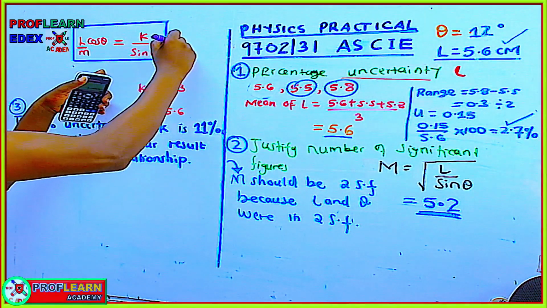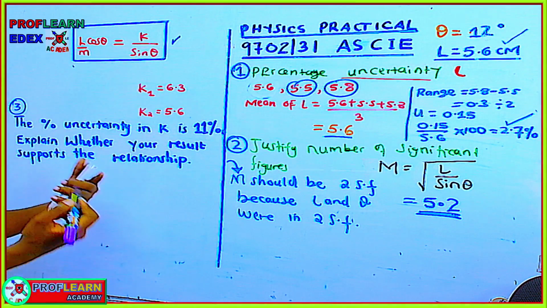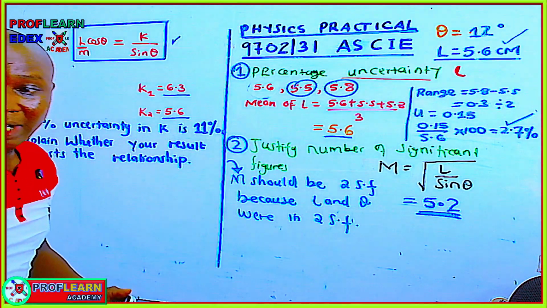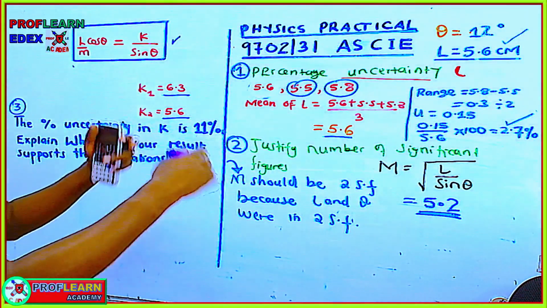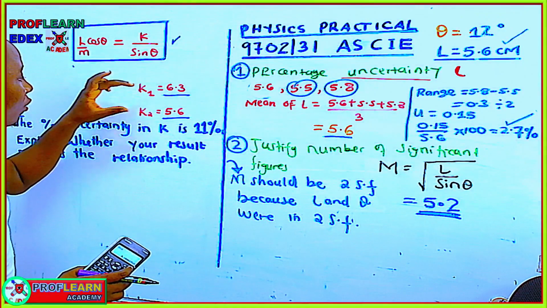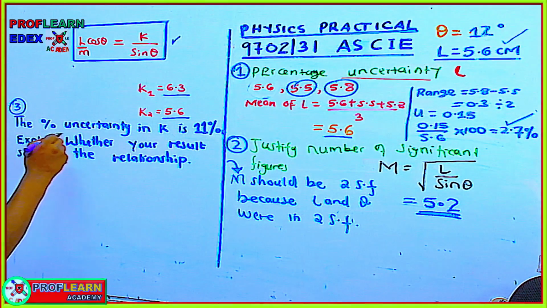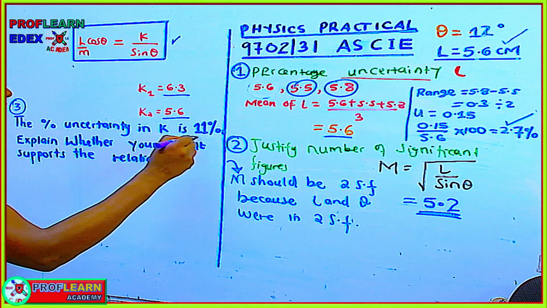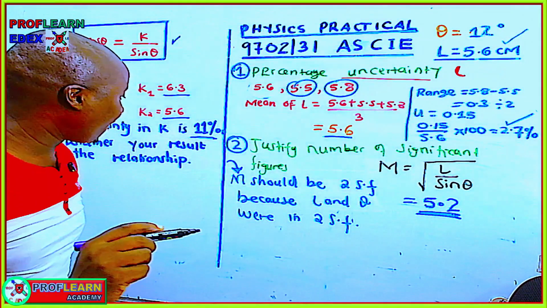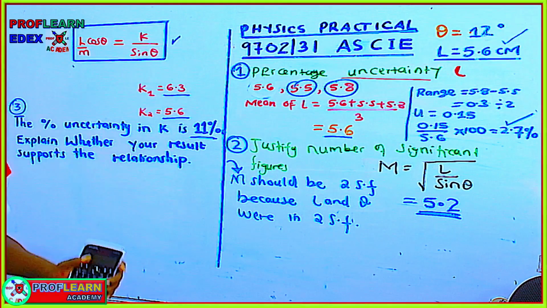You'll be given a relation like this. You are told L over M cos theta is equal to K sin theta. Then you are supposed to find the values of K1 and K2. So you'll be given some information on what to do. You will be able to find two different values of K. Then after that, they are telling you the percentage uncertainty in K is 11%. For this experiment, the percentage uncertainty is 11%. Explain whether your results support this relationship.